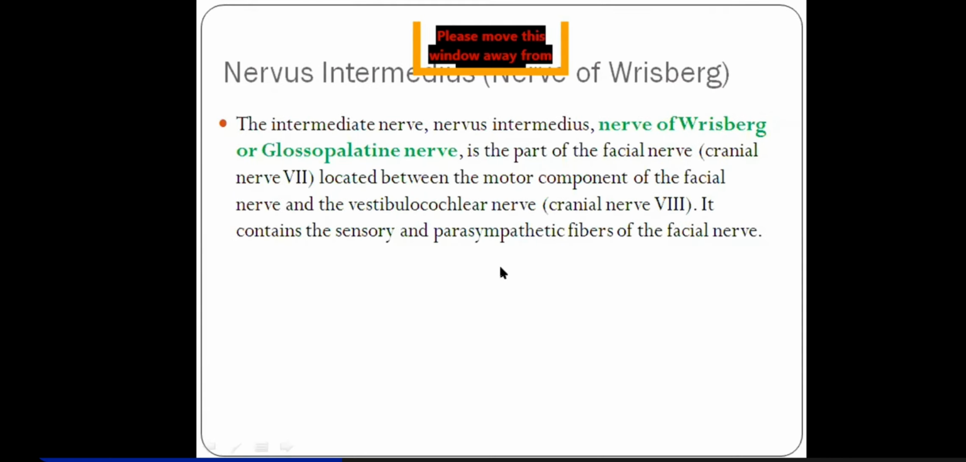Okay, nervus intermedius is the sensory component of the facial nerve. This is also called nerve of Wrisberg. Before talking about this nerve, I'm reminded of something related to Wrisberg. If you remember, there was a ligament of Wrisberg.